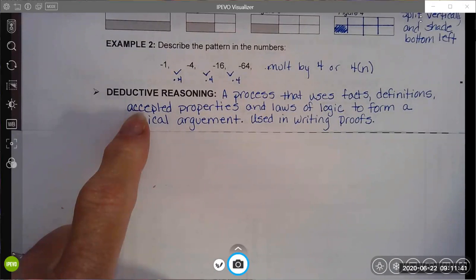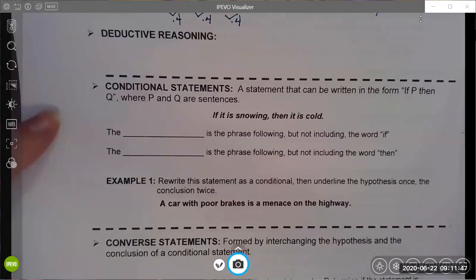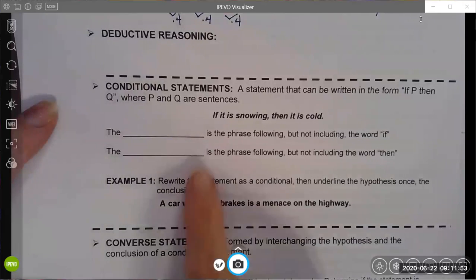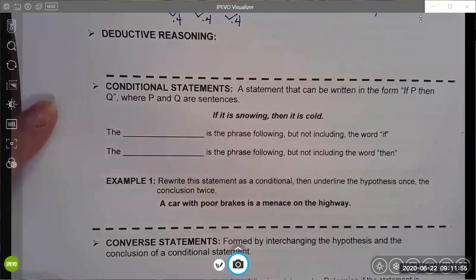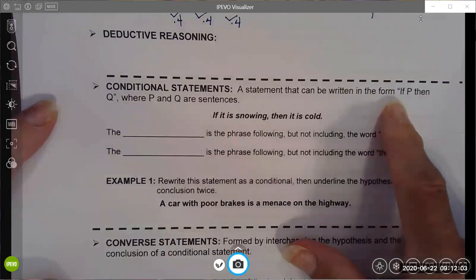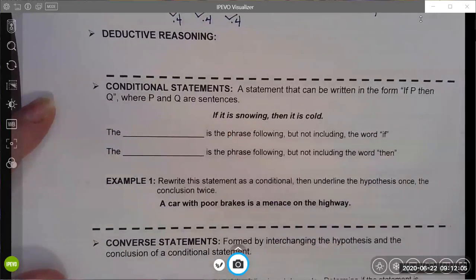All right, for the rest of these, I think I have given you the definitions, and we're just going to work through some examples. There are lots of different ways to present logical arguments. One of them is with conditional statements. A conditional statement is just a statement similar to "it is raining outside" that can be written in an if-then form. And typically we see it in the logic world written as if P, then Q.